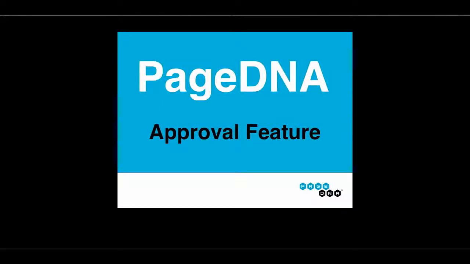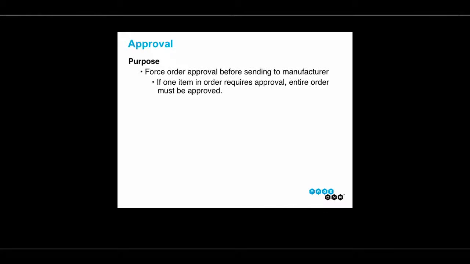Approval can be configured in different ways to force an order through an approval process. The purpose of approval is to force an order to be approved before being released to production. If one item in an order requires approval, the entire order must be approved.